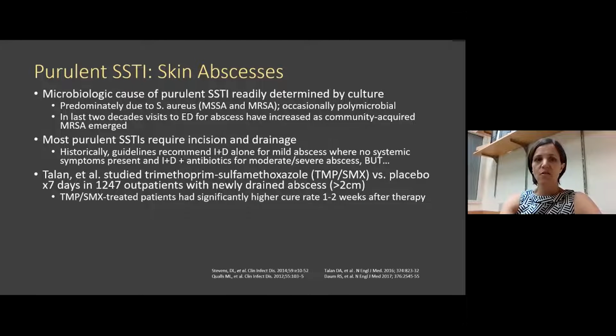So the first one was in the New England Journal in 2016, and it was a study of trimethoprim sulfa versus placebo for 7 days in over 1,000 outpatients with newly drained abscess. The definition of abscess in this particular study was that they had to be larger than 2 centimeters. But I'll remind you, a 2 centimeter abscess is actually pretty small. So these patients also had to be slated for outpatient care. So they had to have basically mild abscesses.